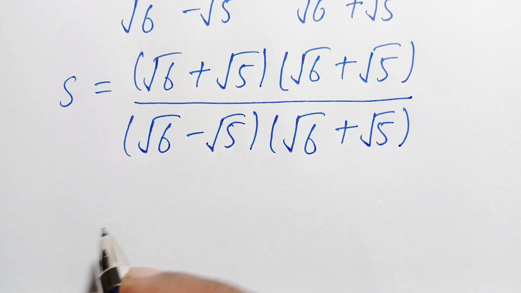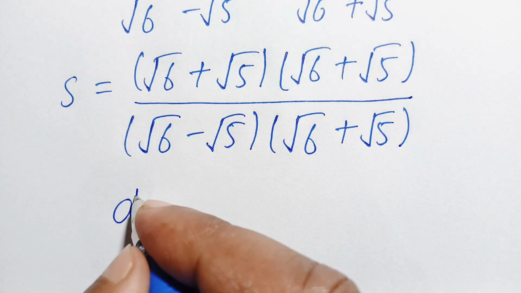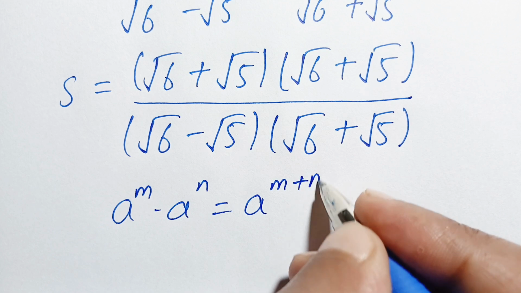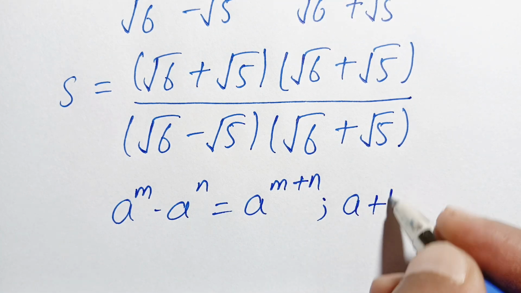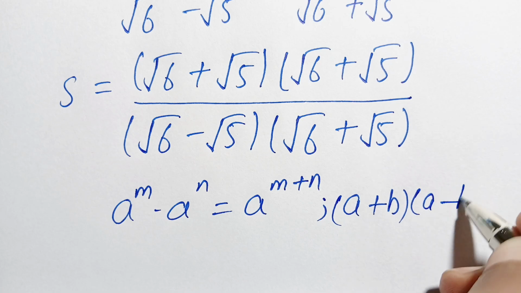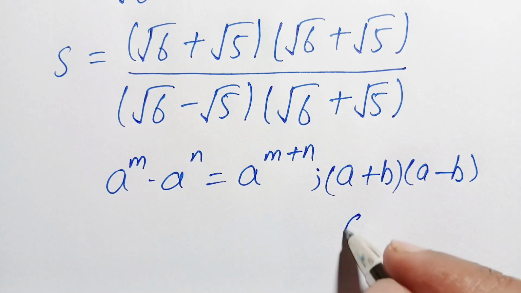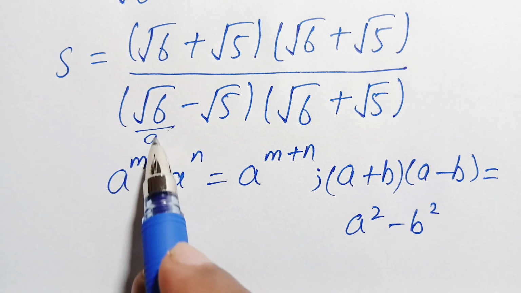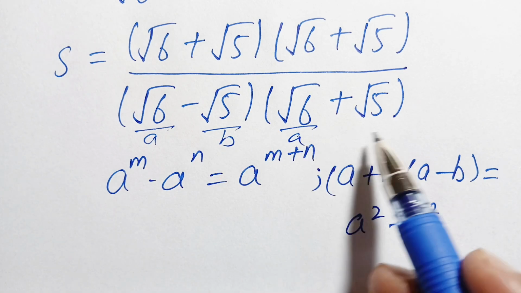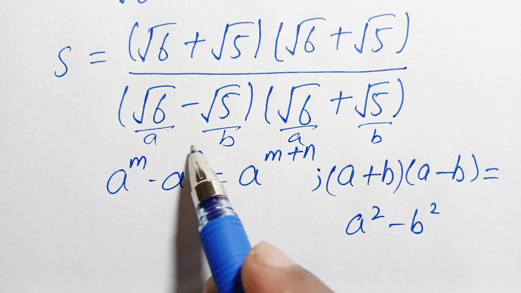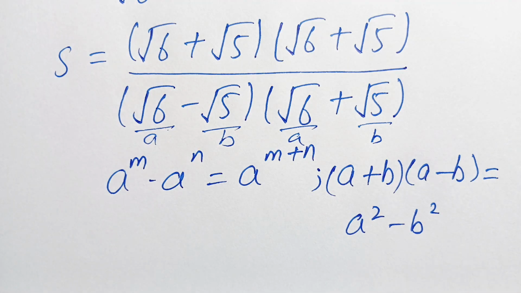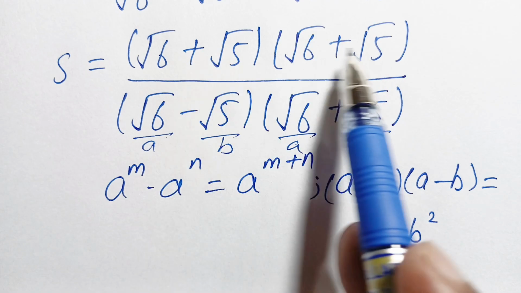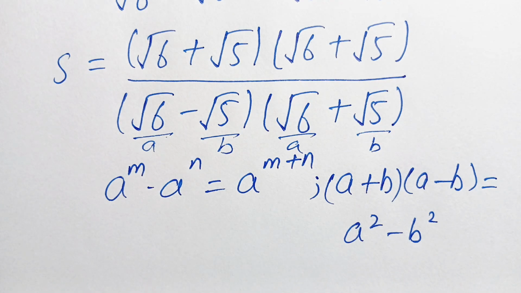Now a to the power m times a to the power n is equal to a to the power m plus n. Also (a plus b) into (a minus b) is equal to a square minus b square. Here this is a, this is b. So (a minus b)(a plus b) is equal to a square minus b square. And here a to the power m, a to the power n, so this becomes a to the power m plus n.